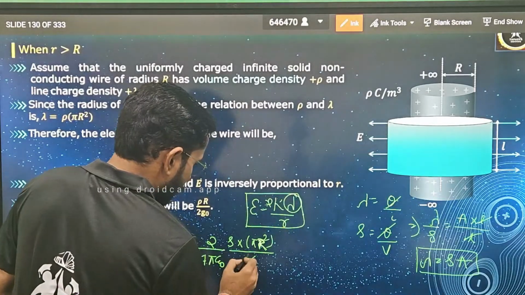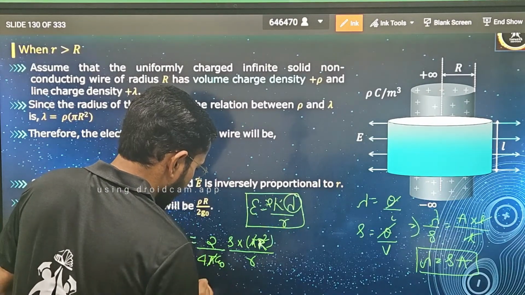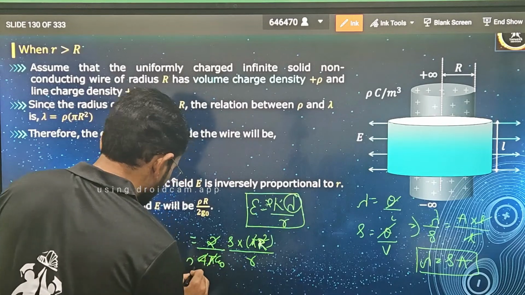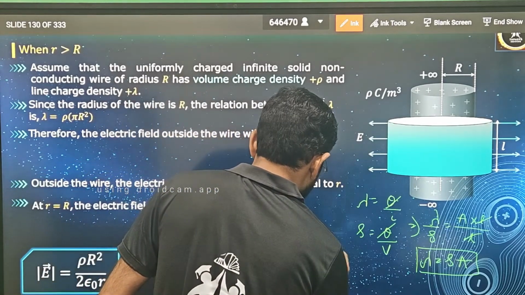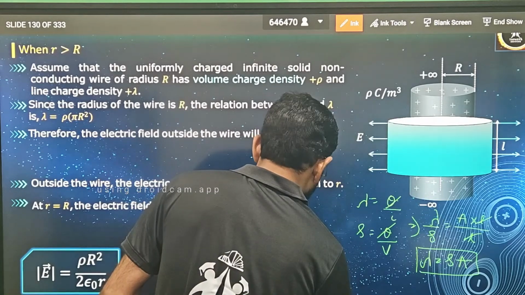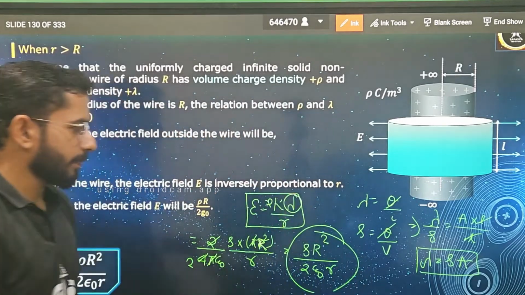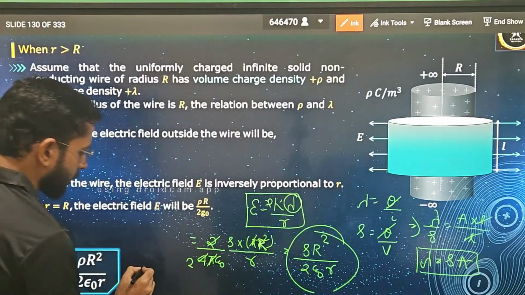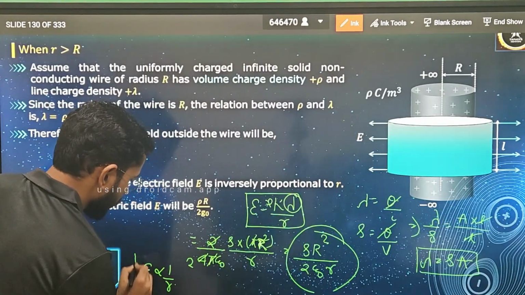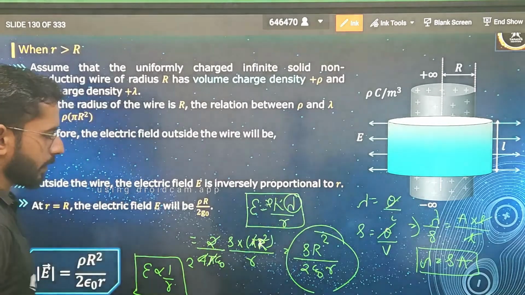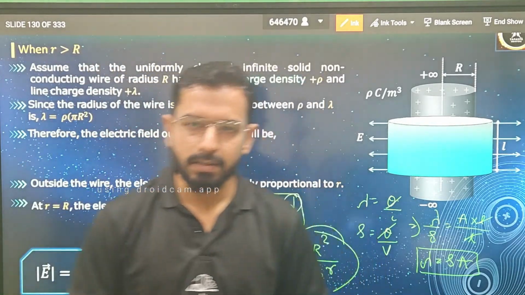Now let's check if anything gets cancelled. Pi can get cancelled, and this 2 will get cancelled. What is the value that is left? Rho capital R square divided by 2 epsilon naught into small r. This is the result that will be remaining. Now if I ask you the variation of electric field with r, you can say the electric field is inversely proportional to small r. This is the result that I can say from here.